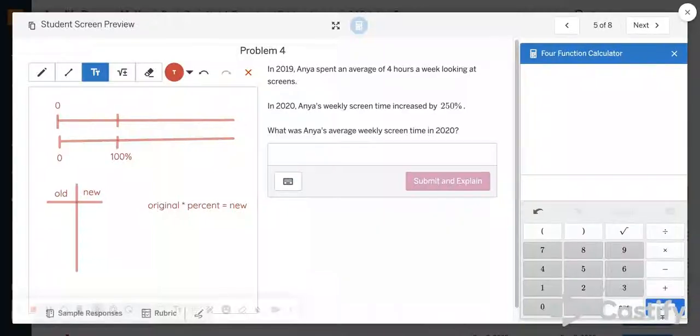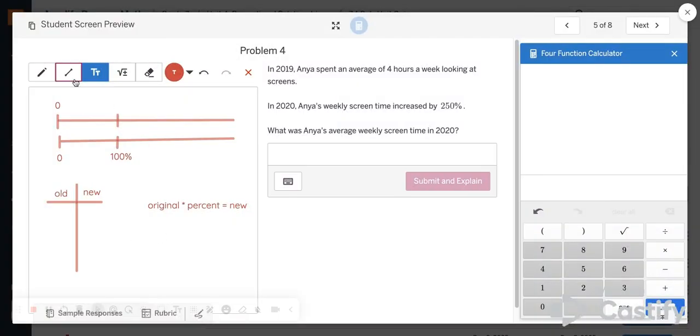There are three strategies that we have talked about for finding the new number after a percent increase or decrease. So the problem says in 2019, Anya spent an average of 4 hours a week looking at screens. In 2020, Anya's weekly screen time increased by 250%. What was Anya's average weekly screen time? So I'm going to show you how to figure out her average weekly screen time for the new amount using a double number line, a table, and an equation.